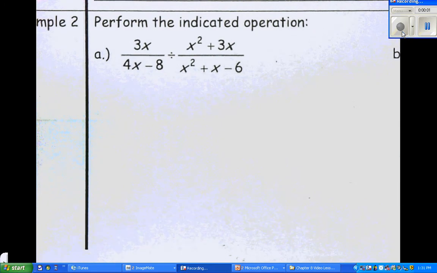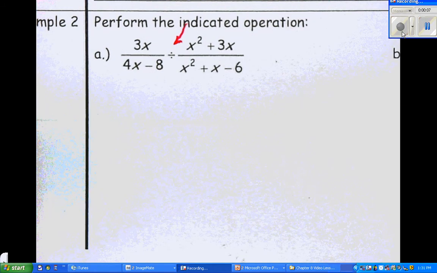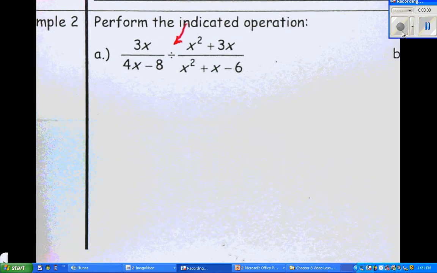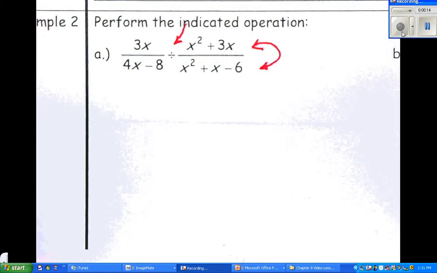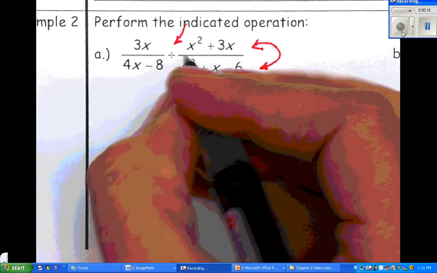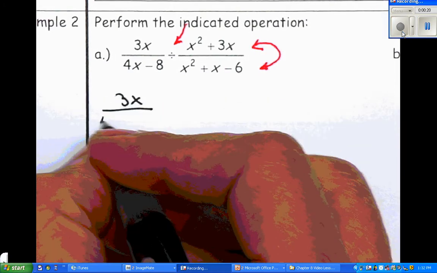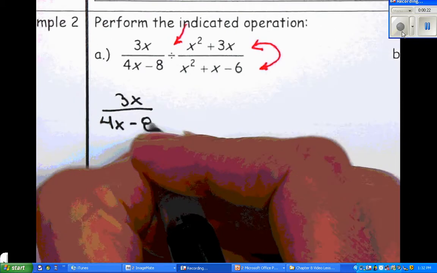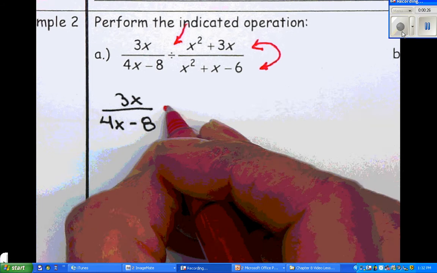Now let's move to example number 2. If you notice on example number 2, we are dealing with a division. First thing we want to do, we want to be able to change it to multiplication by flipping the second fraction. We have 3x over 4x minus 8.